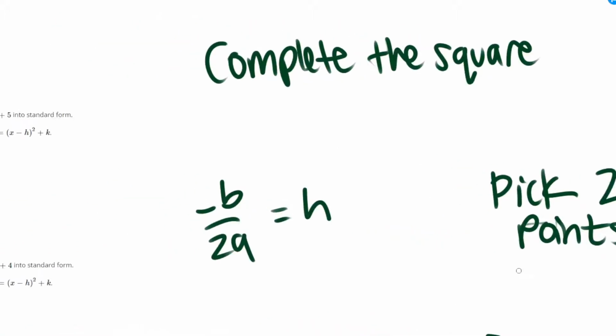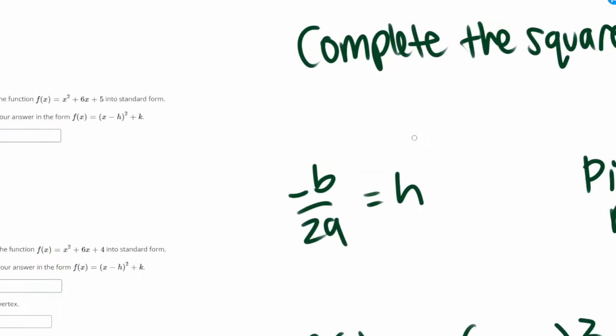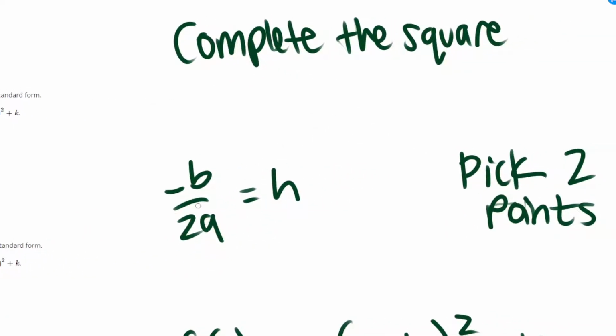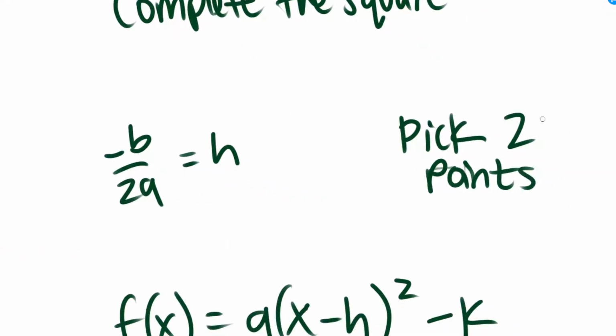And then with this method, you can fill in the parts to this equation. So negative b divided by 2 times a, and that will be h. And then to find your y point, you have to plug that back into your equation. And then there's more steps, I feel.